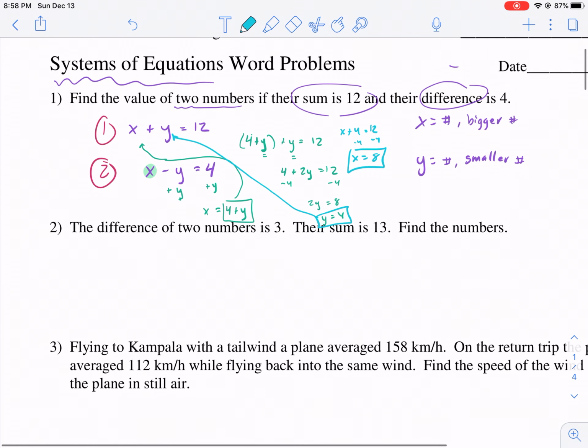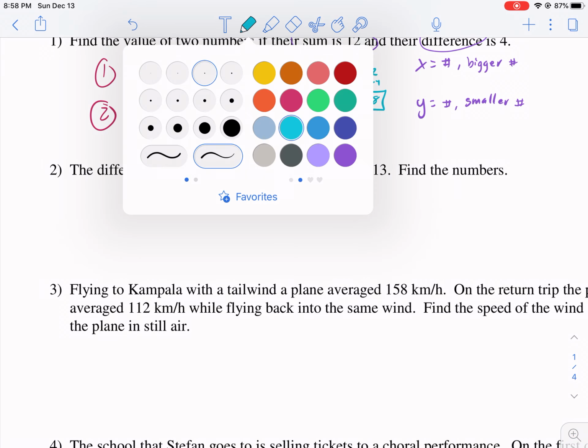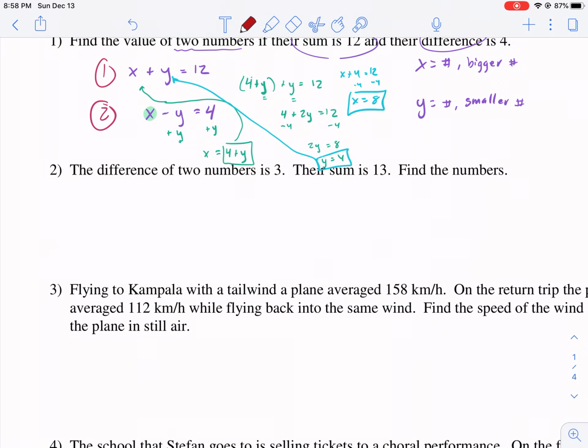Okay? So now we're going to move on to number 2. Very similar problem. The difference of two numbers is 3. Their sum is 13. Find the numbers. I'm going to be a little bit less specific in this one. So we know we have two numbers, x and y. And we know their difference is 3.